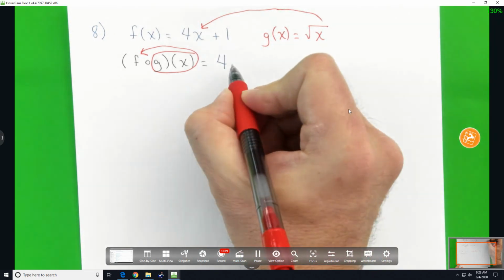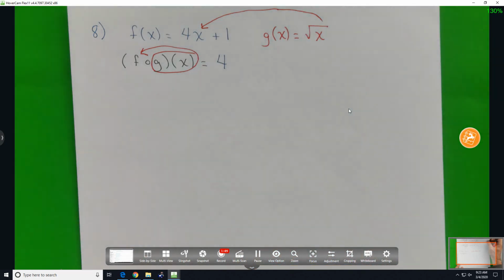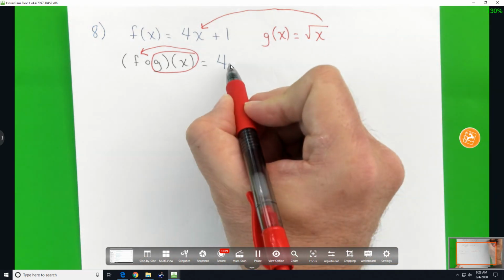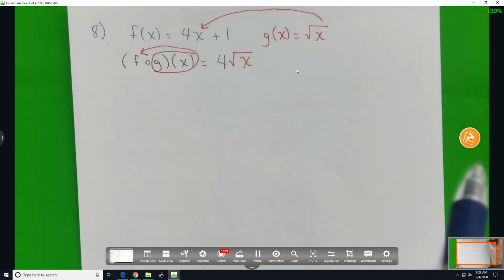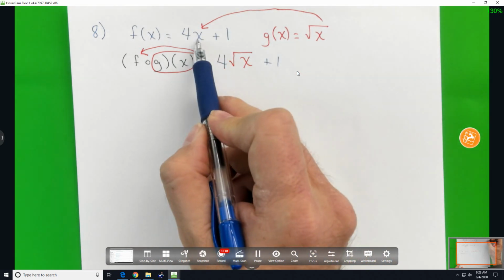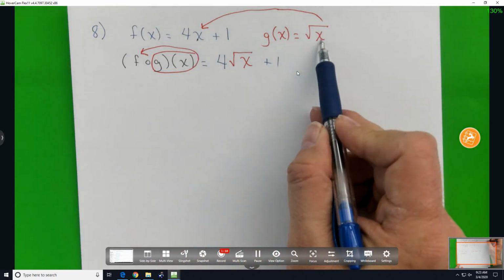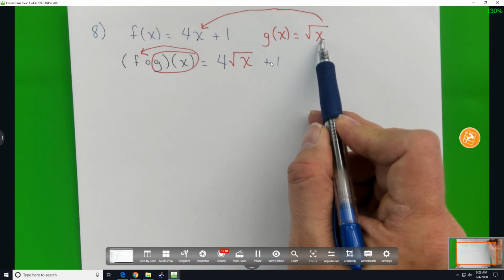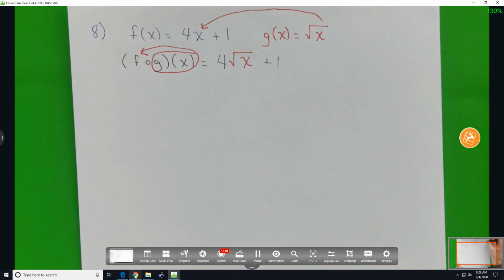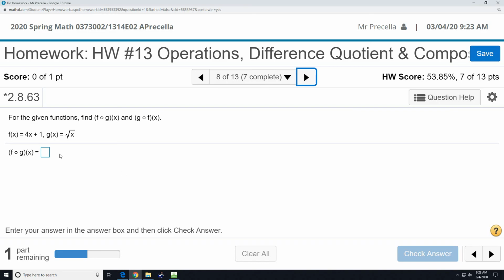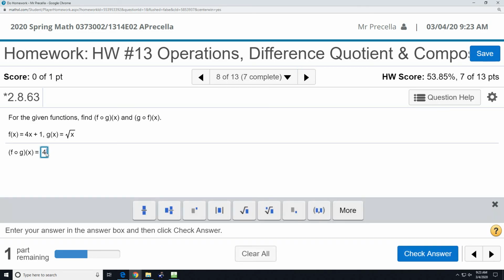What are we going to have beside that 4? What am I about to write? The square root of x. Plus 1. I'm replacing this blue x with the red square root of x. Is that plus 1 under the square root? No, it is not. So, typing in, it looks like all I did was just write out the answer. 4 square root of x. What do I need to do before I type the plus 1? Okay, space over plus 1.